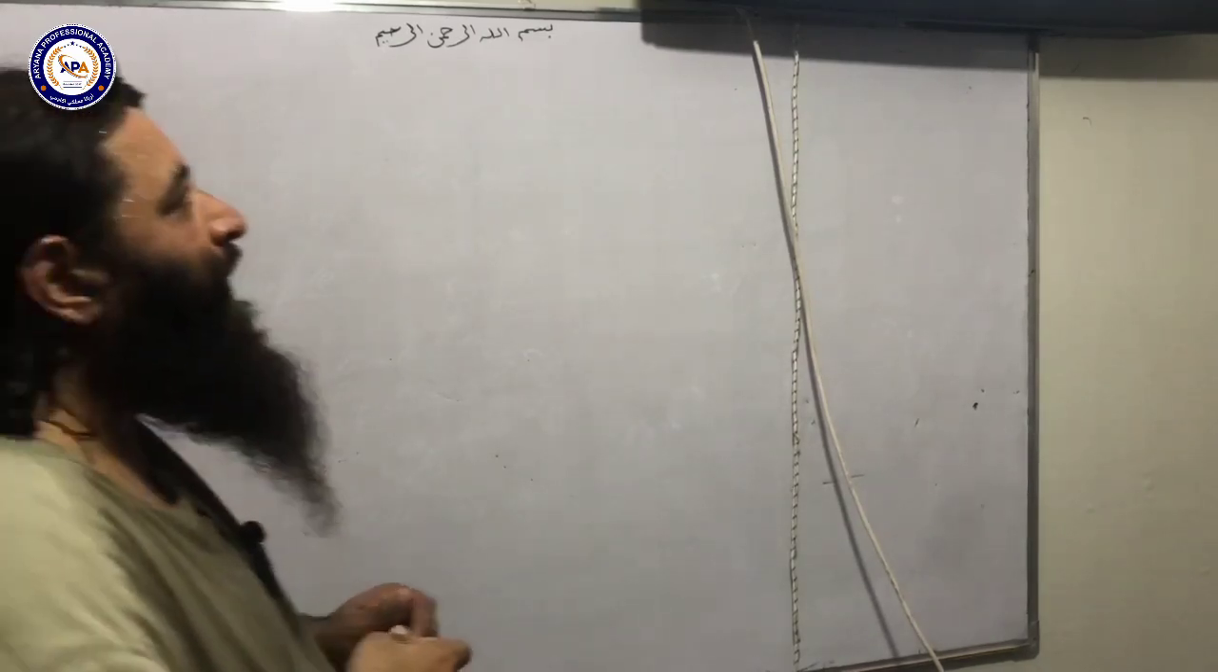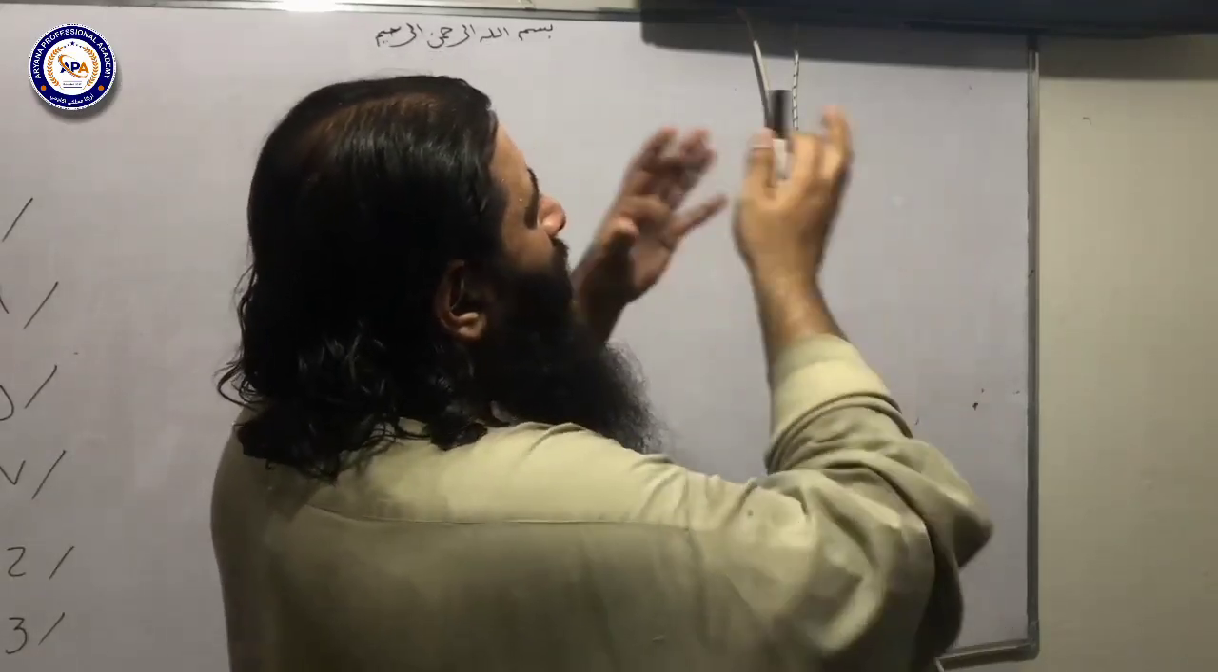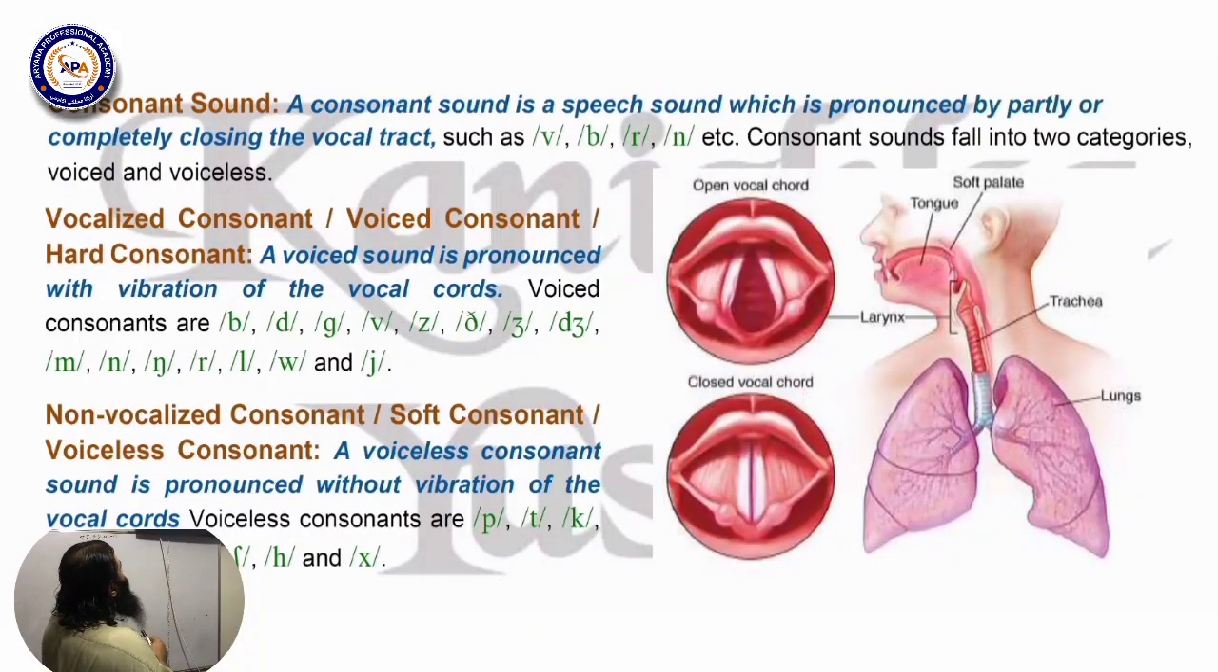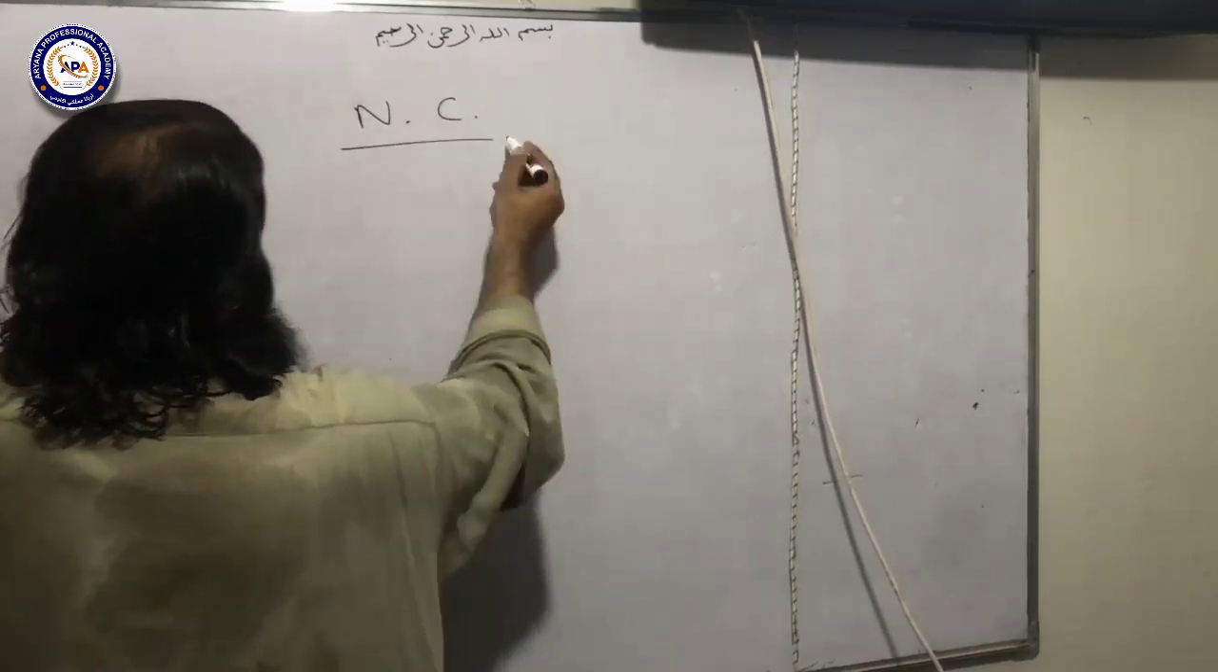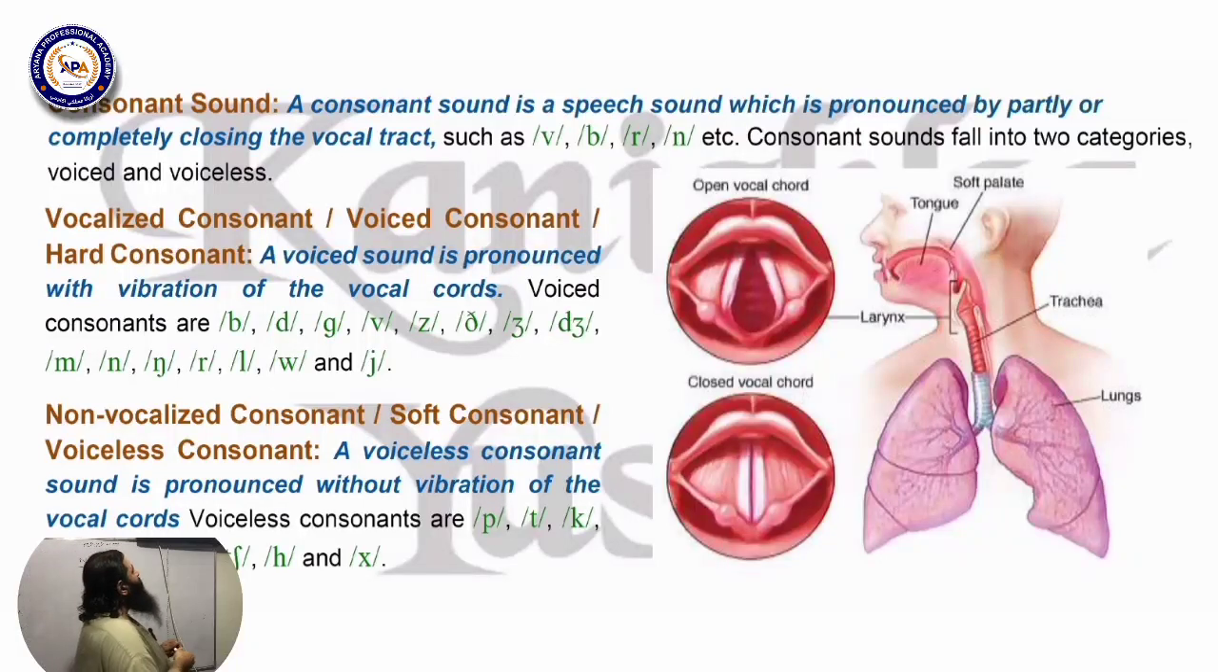These are vocalized consonants. On the other hand, we have non-vocalized or soft consonants, or voiceless consonants. A voiceless consonant sound is pronounced without vibration of the vocal cords. The vocal cords do not vibrate and the voice box does not open.